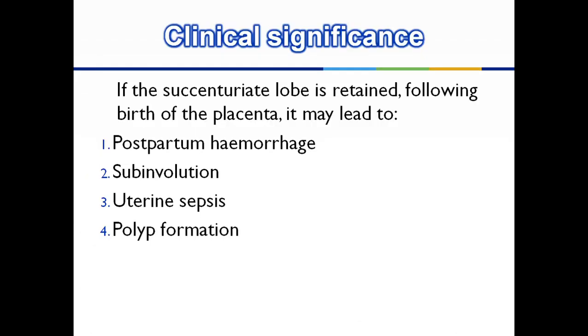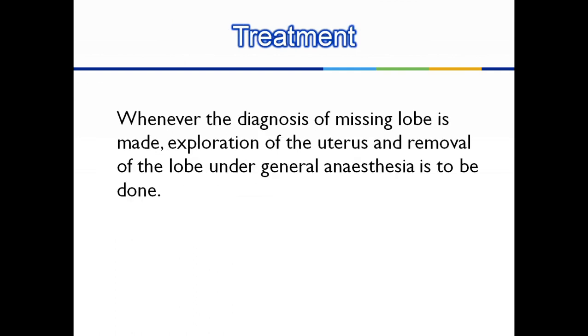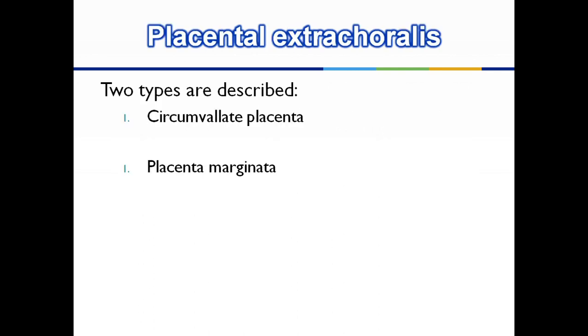The clinical significance: if the succenturiate lobe is retained following birth of the placenta, it may lead to postpartum hemorrhage, subinvolution, uterine sepsis, and polyp formation. Whenever the diagnosis of a missing lobe is made, exploration of the uterus and removal of the lobe under GA is to be done.